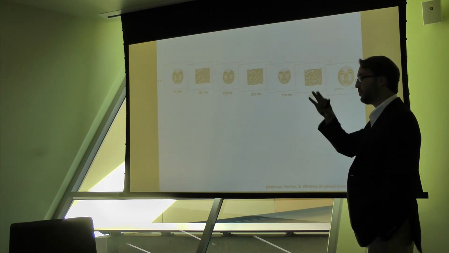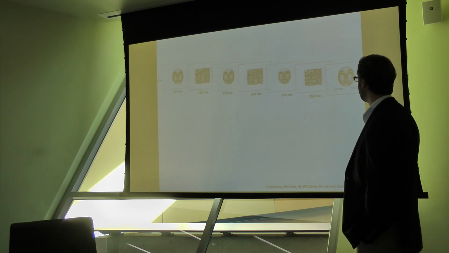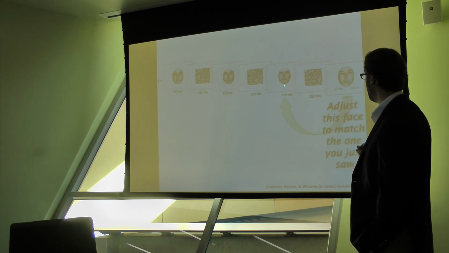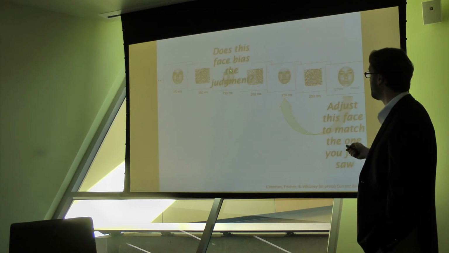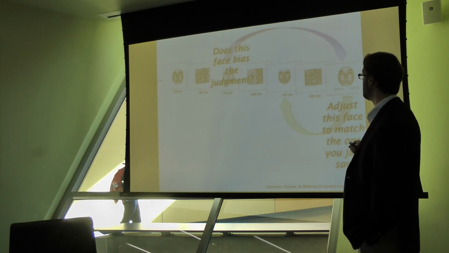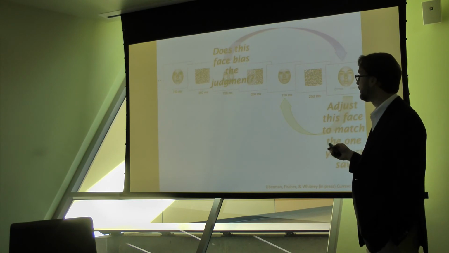And what subjects can do is scroll through the whole wheel. They can scroll through the face space and pick the face that they just saw. And Alina does the same thing that Jason did with orientation. When subjects adjust this face to match this face, what she's looking for is whether this face back here, or this face, biases the judgment on this current trial. Does the judgment of this face get pulled by that face?